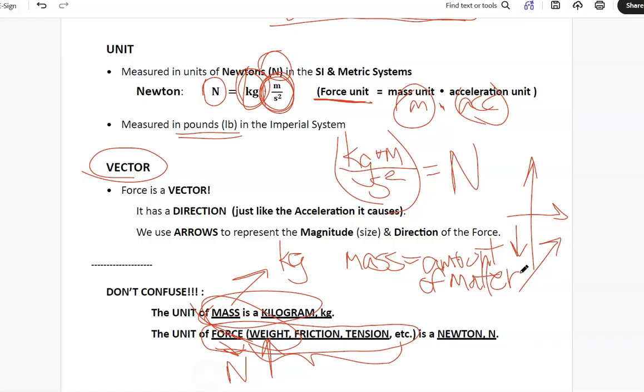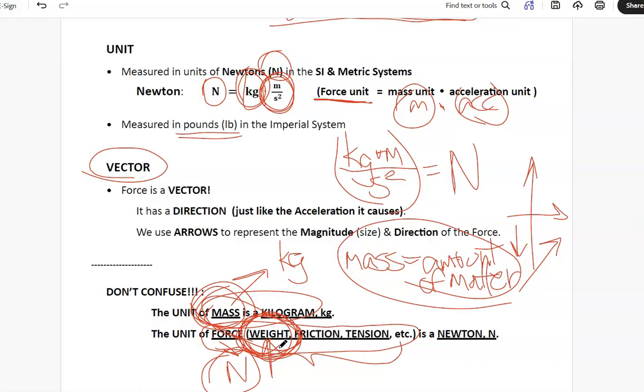We measure forces in newtons, and the distinction between mass and weight confuses a lot of students. Mass is how much matter there is. Weight is how much force is on that mass because there is gravity. If there's no gravity, there's no weight. So if you're on the moon, your weight is much less.